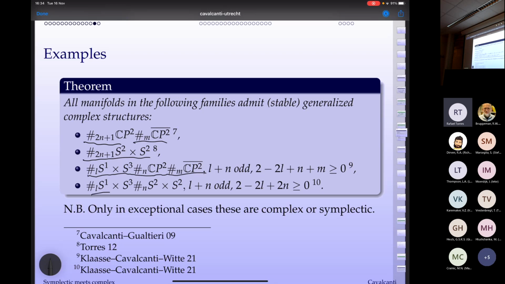Or S2 cross S2. And the conditions that we get here are two. One of them is that the sum L plus N should be odd, and that is just because you need an almost complex structure for this to work. If it's even, you can prove that these manifolds would not admit generalized complex structure for topological reasons.